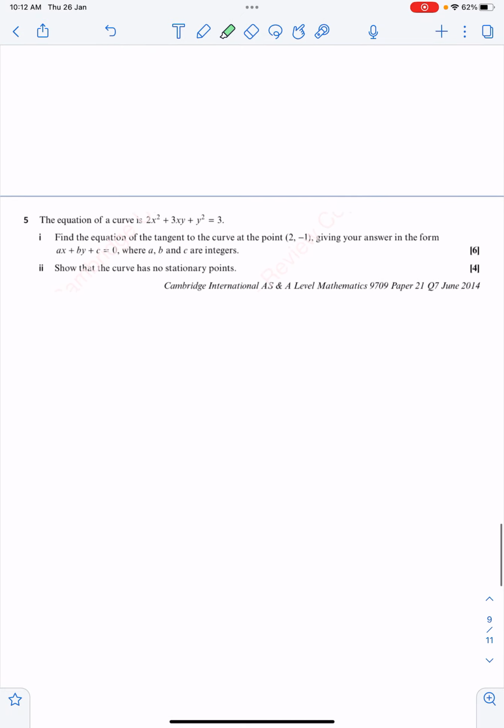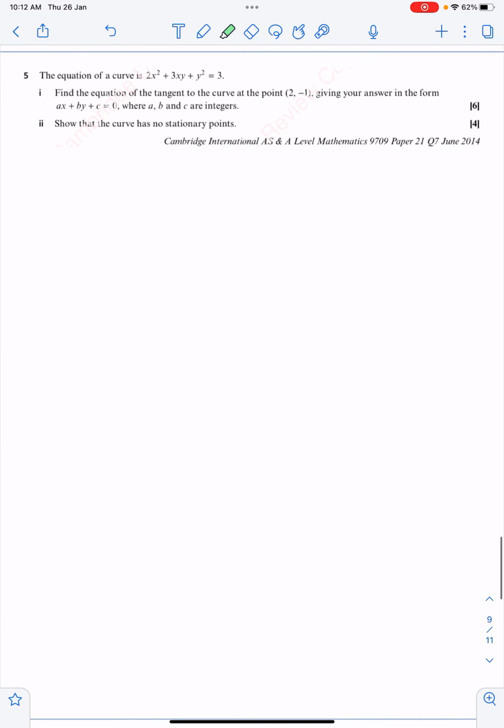Okay. Question number 5. The equation of a curve, this is implicit differentiation. The equation of the curve is given in terms of x and y. Find the equation of the tangent to the curve at the point given, giving your answer in the form shown. Okay, fine.